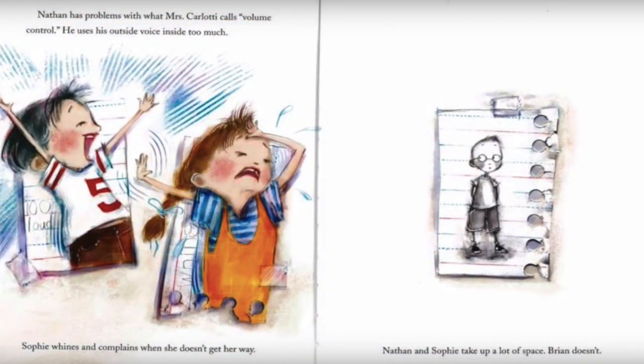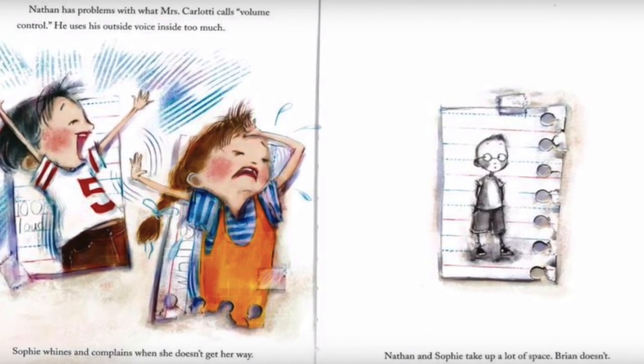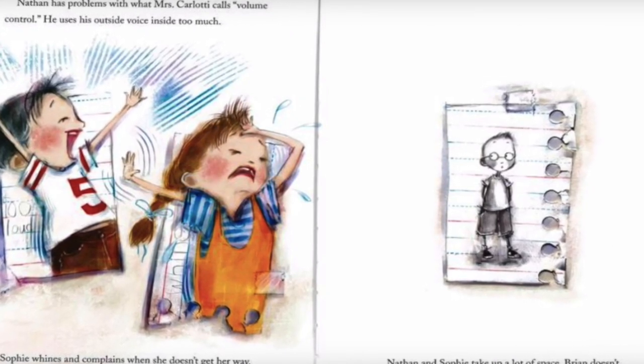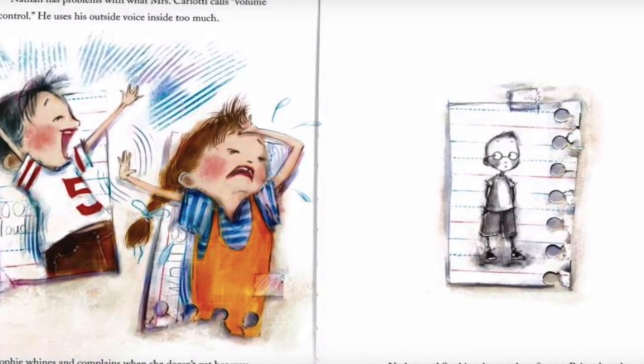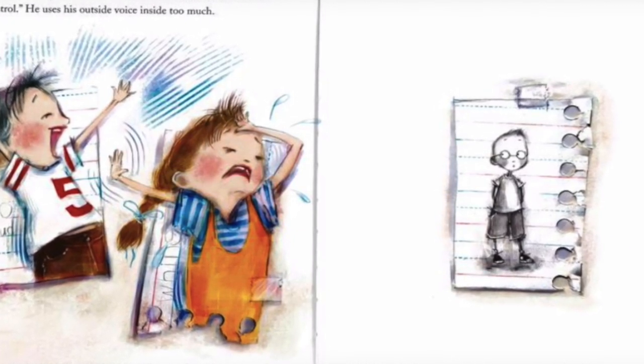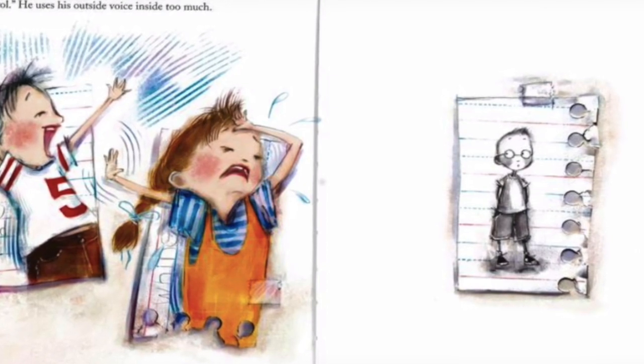Nathan has problems with what Mrs. Carlotti calls volume control. He uses his outside voice inside too much. Sophie whines and complains when she doesn't get her way. Nathan and Sophie take up a lot of space. Brian doesn't.